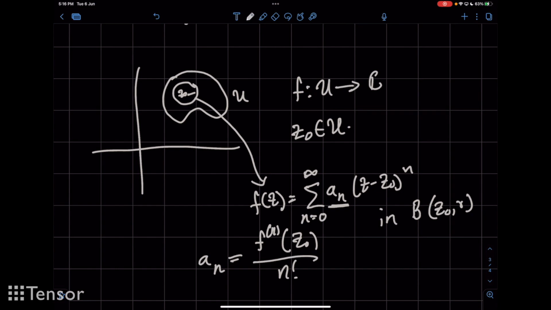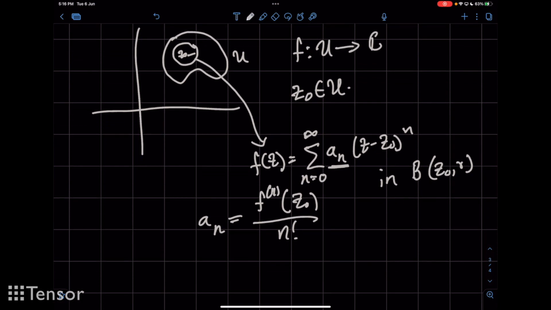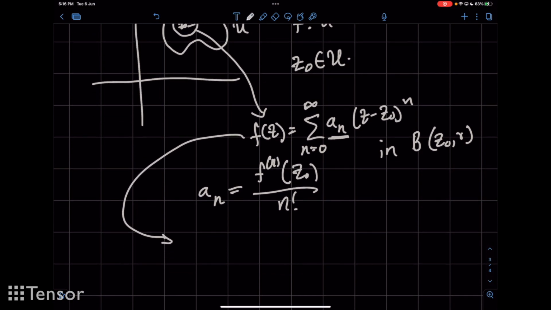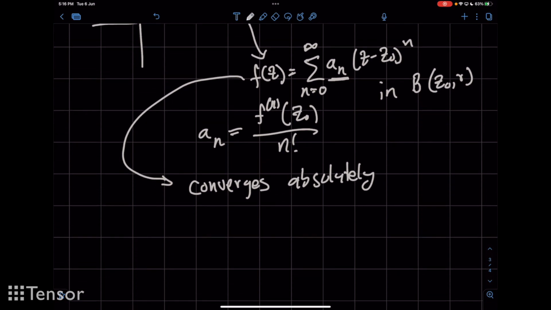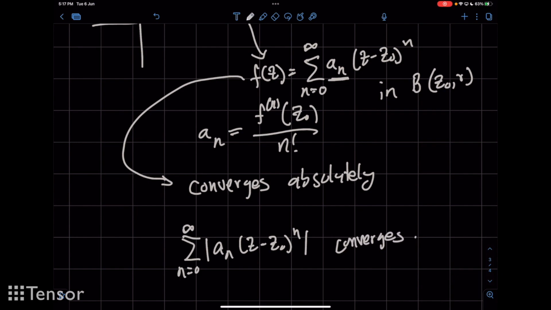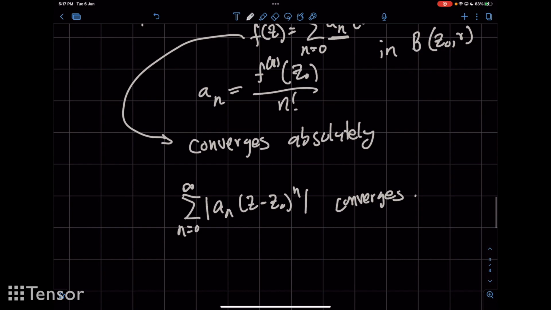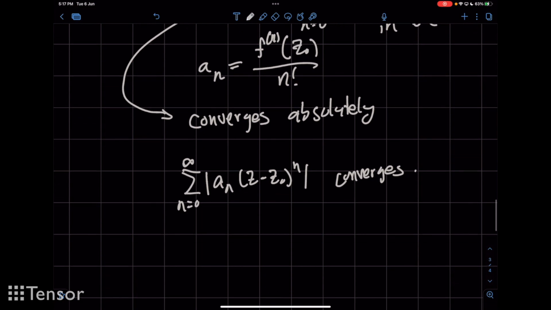All right, so I think we need to talk about the convergence of this power series. This power series converges absolutely. By absolute convergence, I mean that if I take this sum instead, the modulus of a n times z minus z naught to the power n, this sum converges. And this sum also converges uniformly.